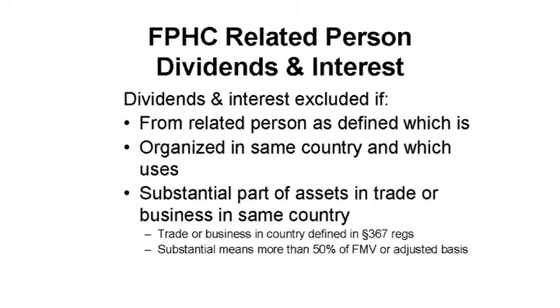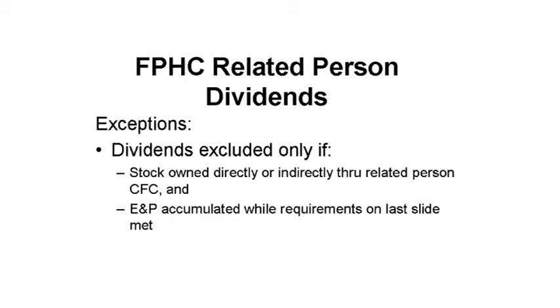For example, we could have a German holding company with 3 German subsidiaries, where the subsidiaries operate different parts of the business. Payments of interest or dividends by the subsidiaries to the parent or each other would not trigger Subpart F inclusions. There are 2 exceptions to this same country exception.